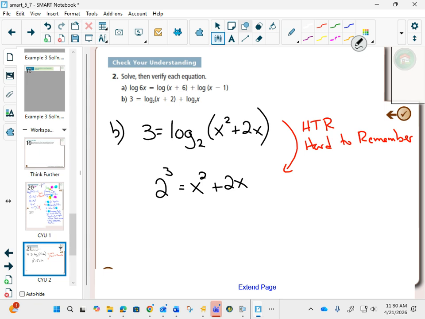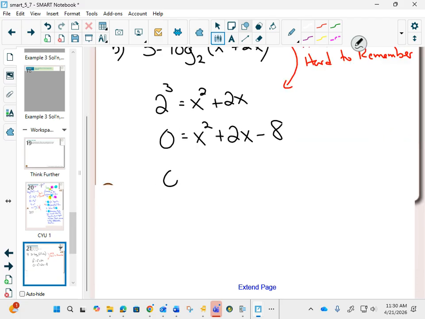What do we do in quadratic equations? We make one side equal to 0. So I'm going to take this 2 cubed, which is 8. Don't write 6, please. 2 times 2 times 2 is 8. I'm going to move that to the other side by subtracting, and I get x squared plus 2x minus 8. What are my options now? Factor or quadratic formula, right? Most of these will be factorable, which is often quicker.